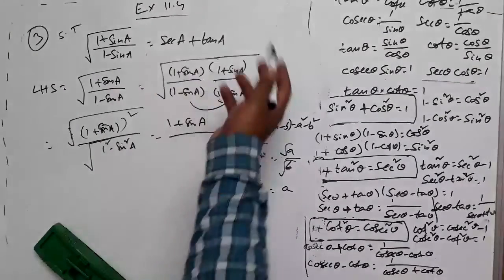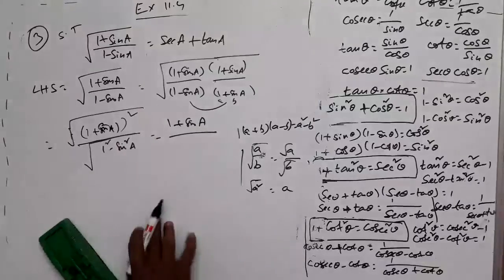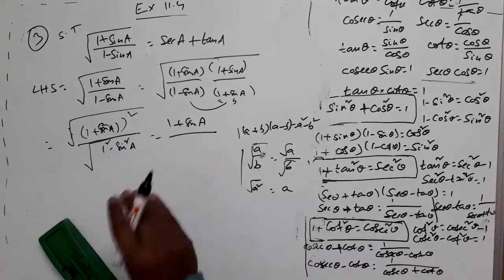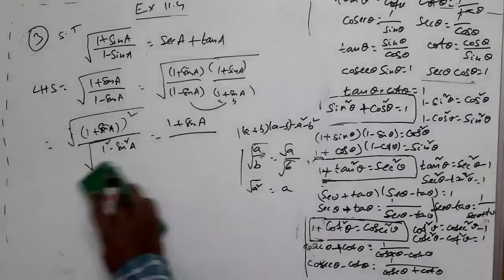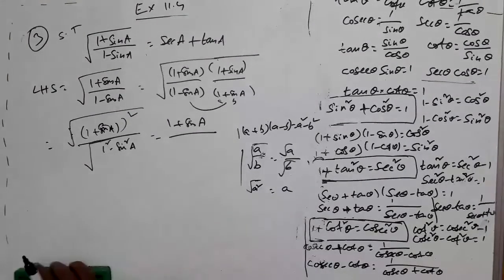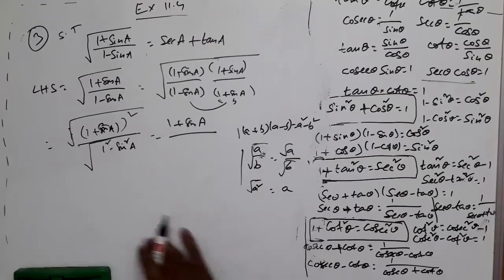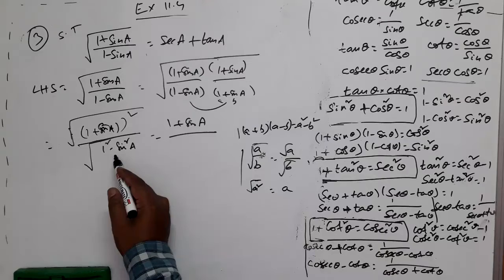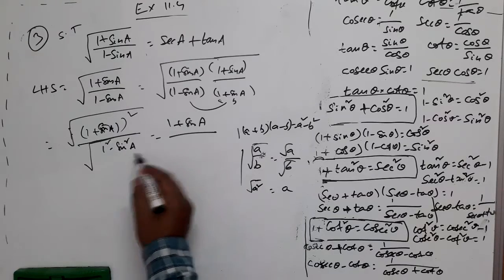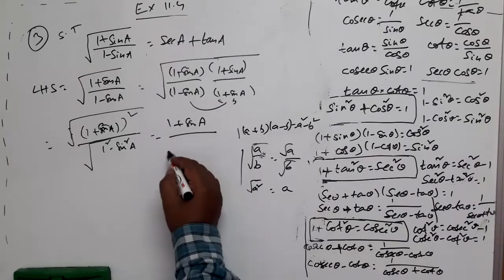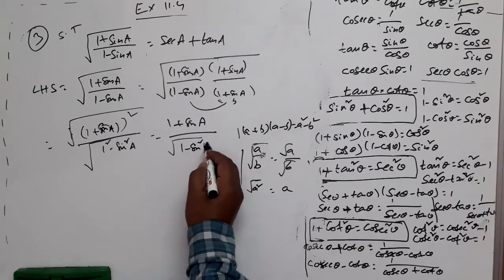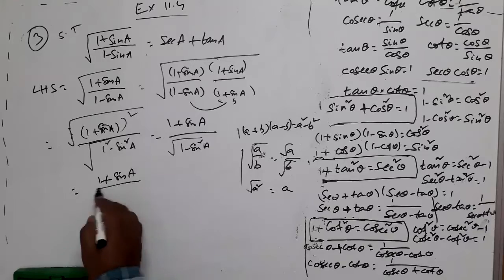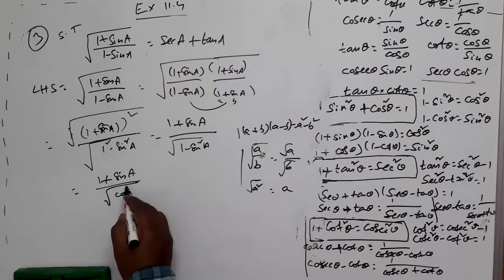So secant A positive, sin A positive. Obviously, in such type of condition only the question will be framed, because you are just in 10th standard. Don't expect more. You will not be given such complicated questions. Anyway, so 1 plus sin A. Now tell me, 1 minus sin square A, what is it? From this identity, cos square A. So this is 1 plus sin A upon root of cos square A.